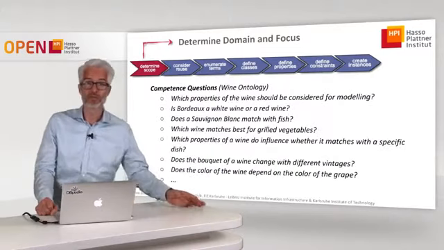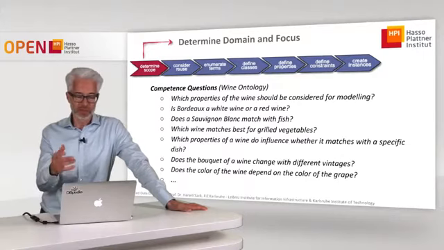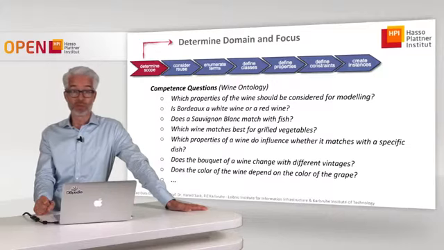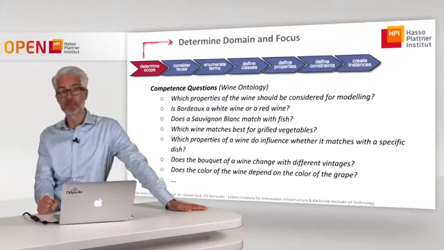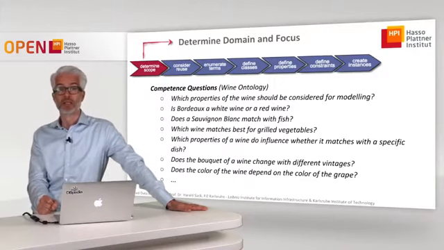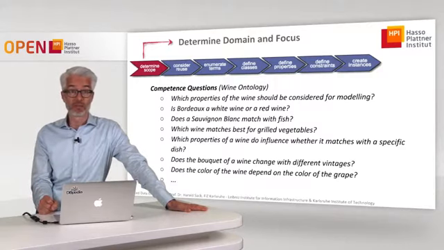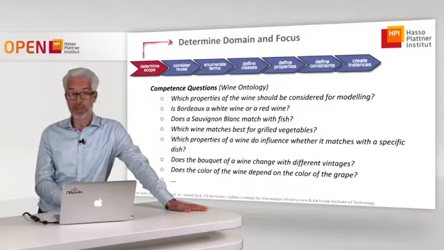For our wine and food ontology, the questions could look like this. For example, which properties of the wine should be considered for modeling? Is Bordeaux a white wine or a red wine? Is this some fact that I want to have represented in my ontology? Does a Sauvignon Blanc match with fish? Which wine matches best for grilled vegetables? And so on and so on. You can come up with lots of questions.